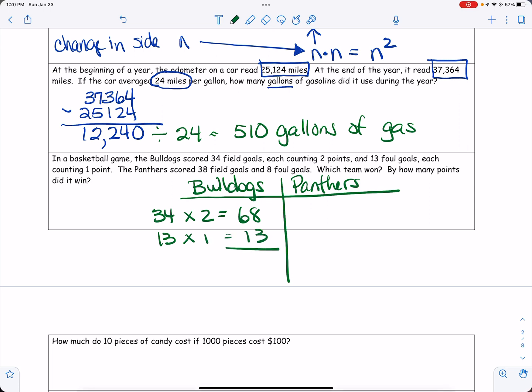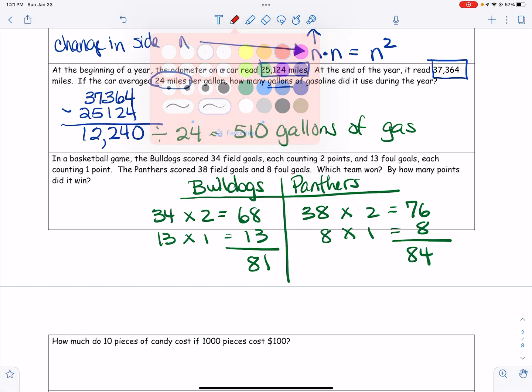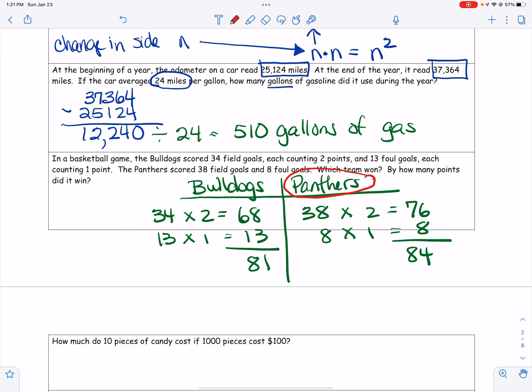And so they scored 81 points. And then the Panthers did 38 times 2, which is 76. And 8 times 1, which is 8. And they scored 84. So the Panthers win. And they win by 3.